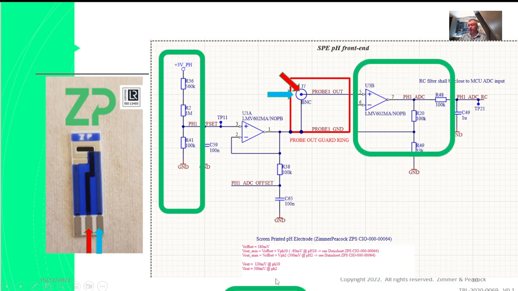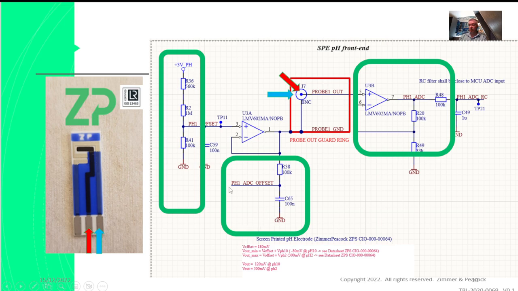You have an amplifier here, no issues. One of the things that was concerning us was that we didn't really know what this PH1 ADC offset was. So we think that maybe you've got fluctuation on your reference, that the electronics on the reference are fluctuating. In general, we think these electronics look fine. But of course, the devil's in the detail, choosing the op amp, balancing all these resistors and capacitors.